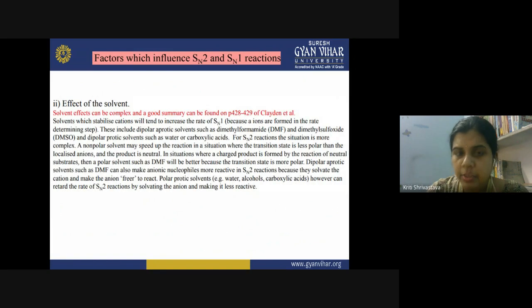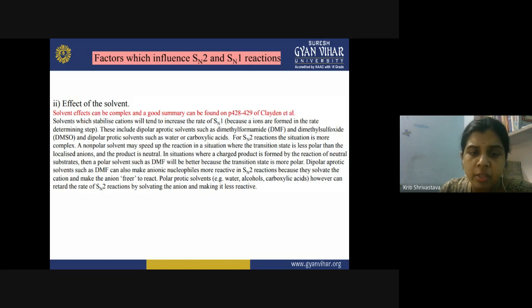Well, now let us see what is the effect of solvents. Solvent effects can be complex, and solvents stabilize the cation. If they stabilize the cation, then what will happen? The rate of the SN1 reaction will increase, because in the SN1 reaction there is a formation of ion. So whatever factor stabilizes the ion will increase the chance of SN1 reaction.